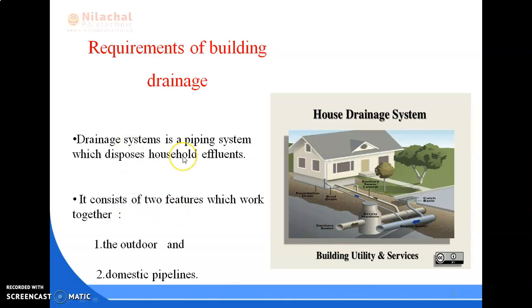So, a drainage system is basically a piping system which disposes household effluents or the wastage from a household. And it consists of two features which work together. One is outdoor and the second one is domestic pipelines. The figure shows the house drainage system.